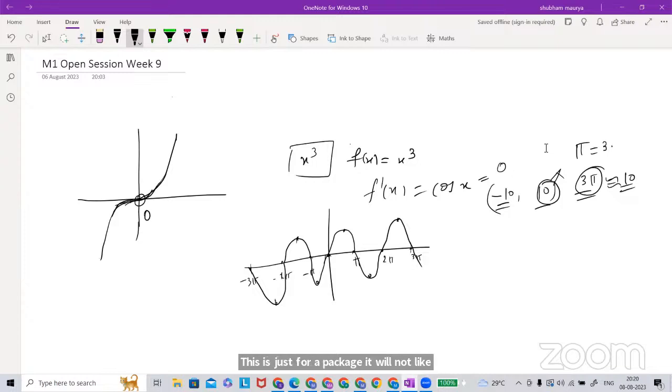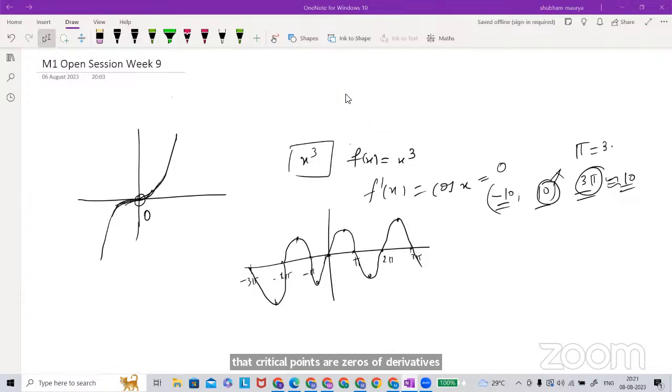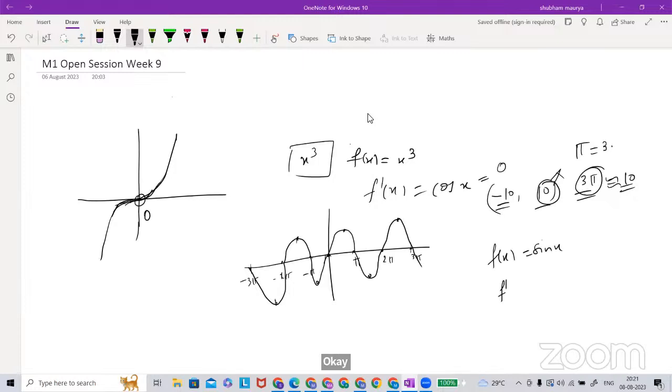Excuse me, sir. You just said that critical points are zeros of derivatives, sir. I could not understand, sir. What is a derivative? Derivative means, you have a function sin x, right? So just differentiate it. That is the derivative of this function. Once you differentiate this function, what it would be?